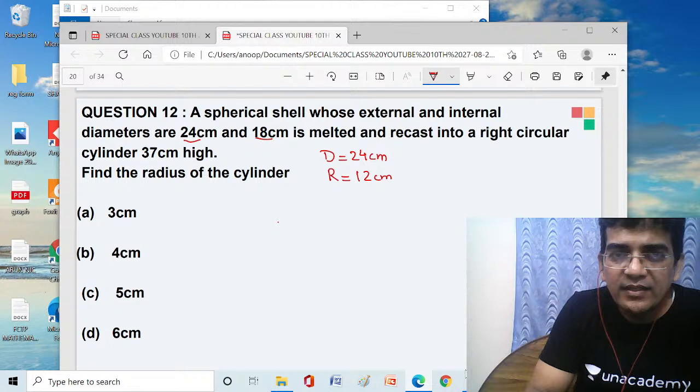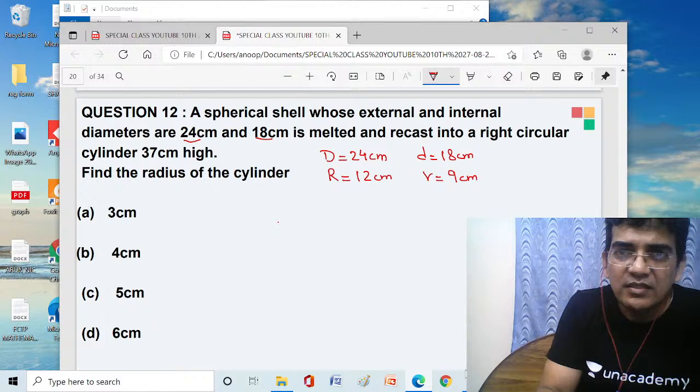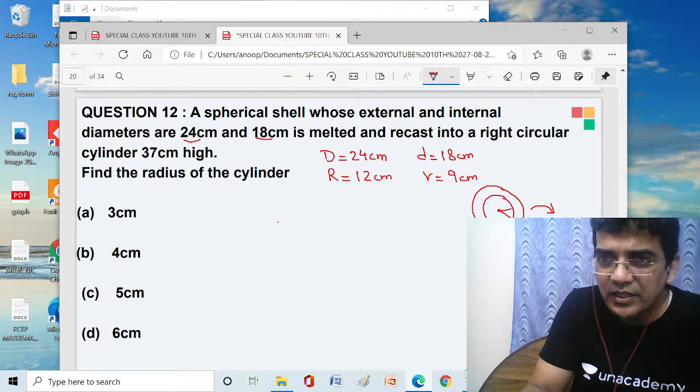Now the question says it is melted and recasted into a right circular cylinder of height 37 centimeter. Now see what the question says. If I explain through the diagram, I'm taking a spherical shell like this. This is internal radius, this is external radius, right? Now this shell is melted and converted into a cylinder like this. The height of the cylinder is 37, and we have to find its radius.